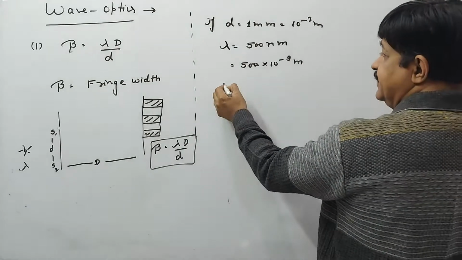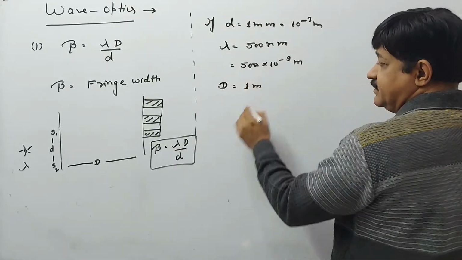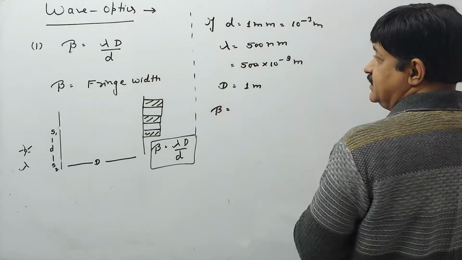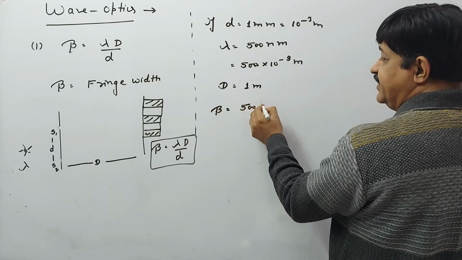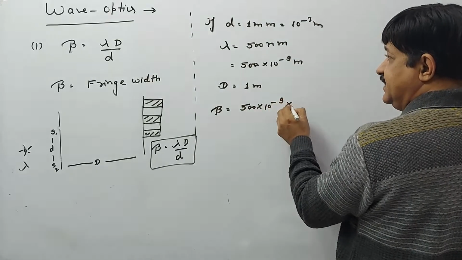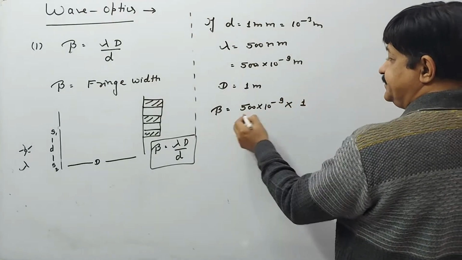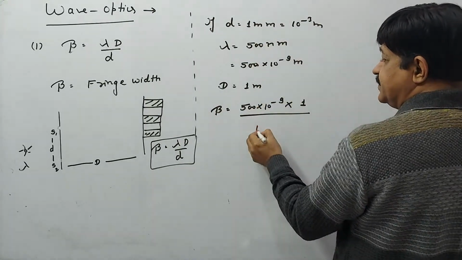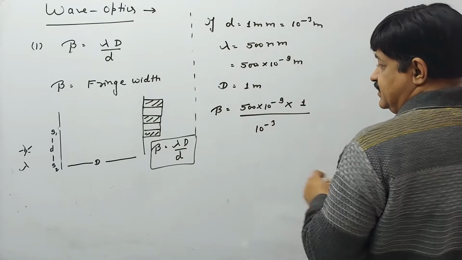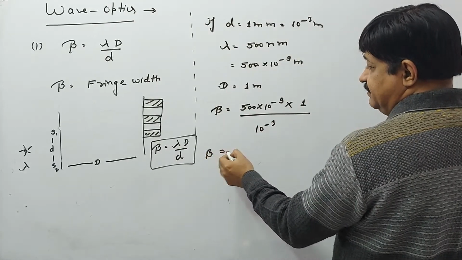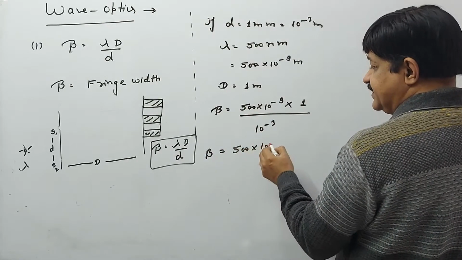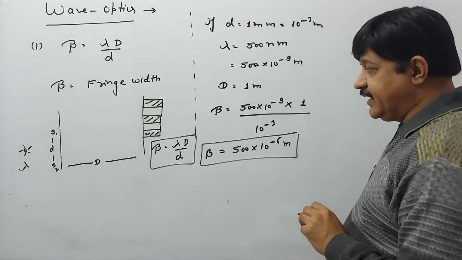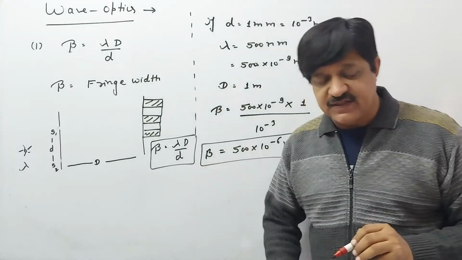If capital D is 1 meter, distance between them, then the fringe width expression should be equals to 500 into 10 raised to power minus 9 into 1 meter upon d is 10 raised to power minus 3. So the beta will be 500 into 10 raised to power minus 6 meter, or we can say 500 micrometer is fringe width in this sense.